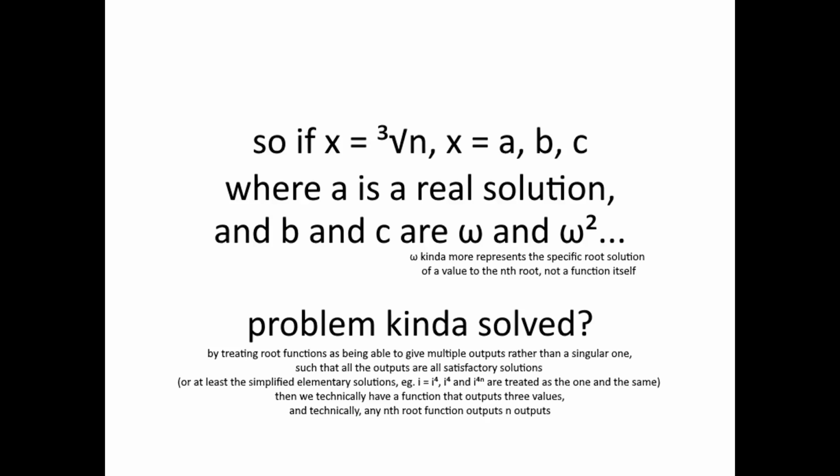It basically means that if x equals the cube root of some value, then we get exactly 3 different outputs. It equals the 3 different values, and the problem is kind of solved then, because if I wanted a number to be equal to multiple things, then I would just apply an nth root function depending on how many outputs I want for it.